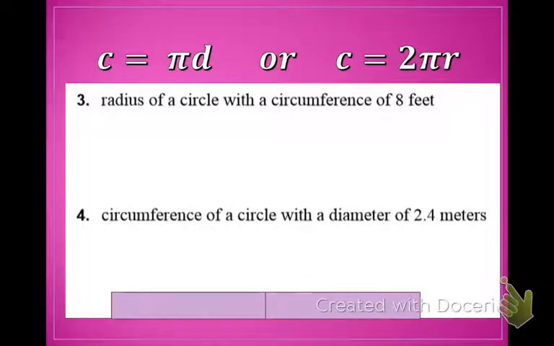When would you use C equals pi times D? When you're given the diameter or when you're looking for the diameter. When would you use 2 pi r? You're trying to find the circumference, but you're given the radius or you're looking for the radius.